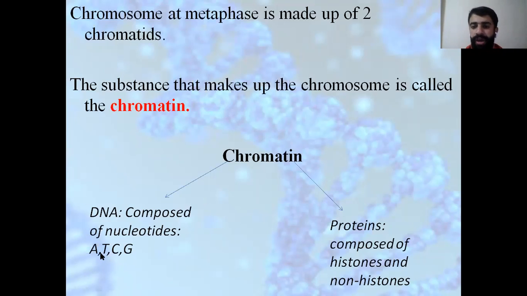A and T are complementary. As you know, the DNA is double-stranded. So if you have A in the first strand, the opposite complementary is T. If I have C, the complementary is G, and so on. So A and T are complementary, and C and G are complementary. Whereas the proteins are composed of histones and non-histones. What I'm working on in this session is about the DNA.